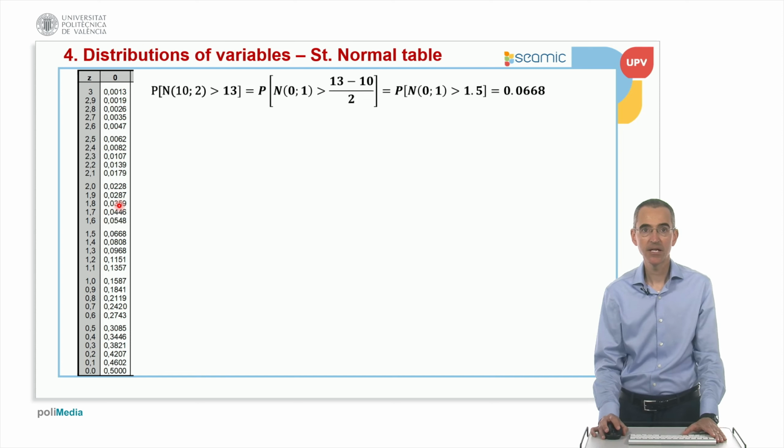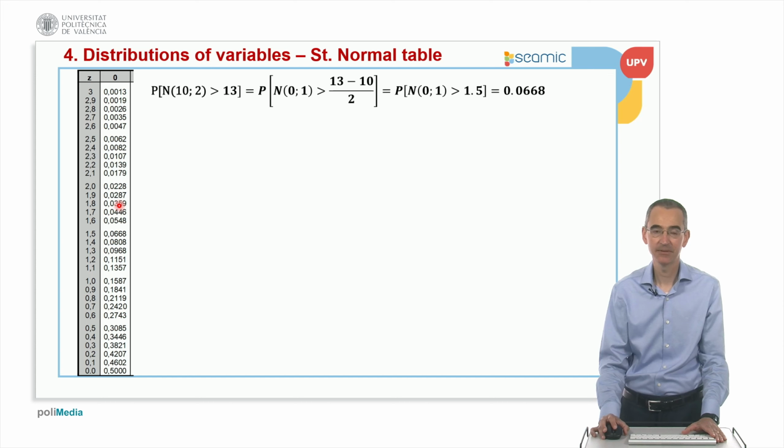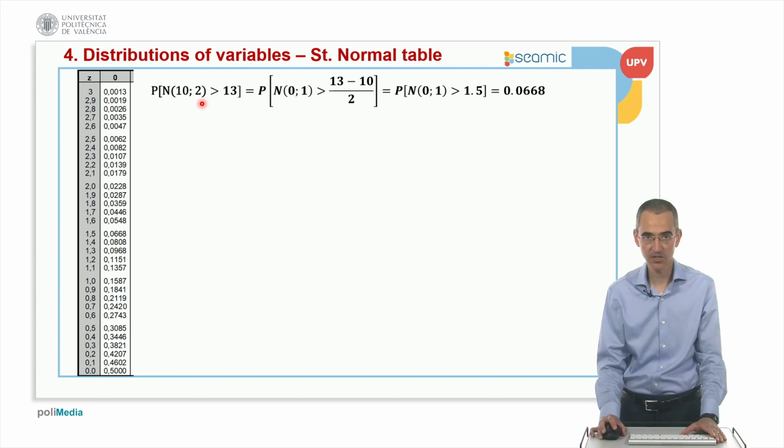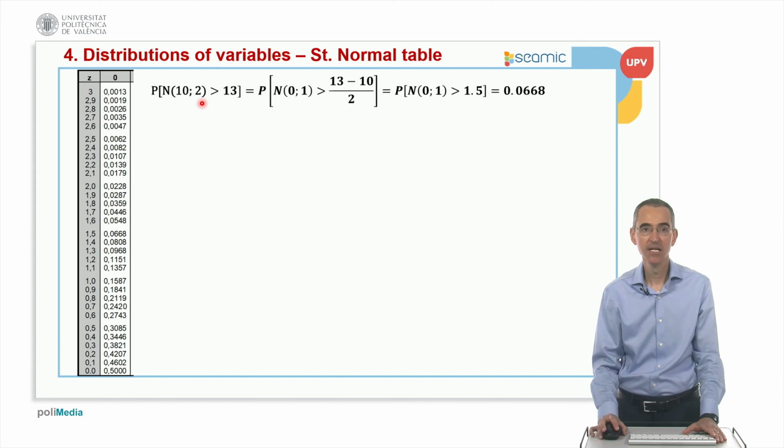Now let's continue with a more complicated example. Imagine that now I don't have this standard normal distribution. I just have another kind of distribution, in this case normal with an average of 10 and a standard deviation of 2. Imagine that I want to compute this calculation.